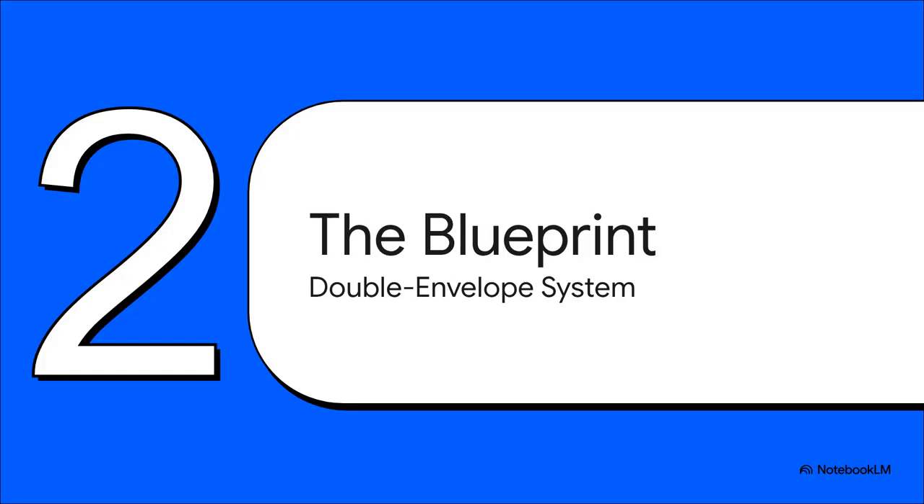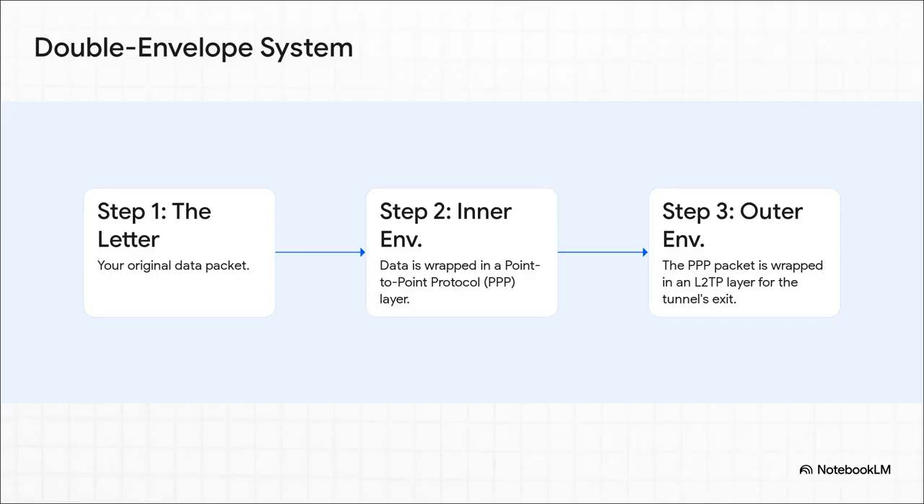Okay, so how is this digital diplomatic pouch actually put together? It's all about this clever process we can call a double envelope system. And trust me, it's way simpler than it sounds. Here's the breakdown. It all starts with your letter. That's just your original chunk of data. Then, that letter gets sealed in an inner envelope using something called point-to-point protocol, or PPP. You can think of this as just getting the letter ready for a special kind of delivery. And finally, that sealed envelope gets placed inside a second outer envelope. This one is the L2TP layer, and it's the final packaging that creates the tunnel itself.